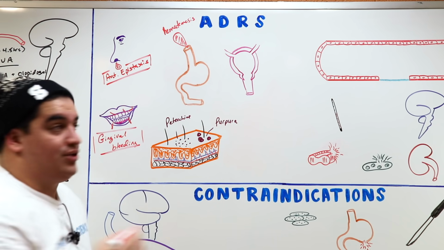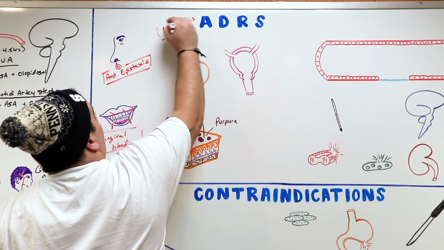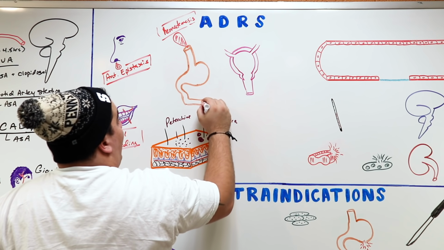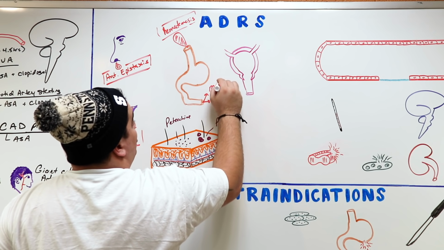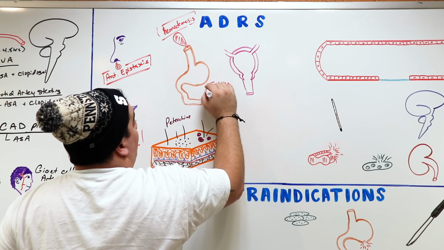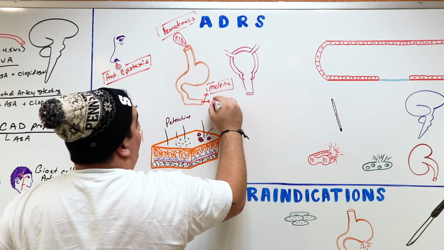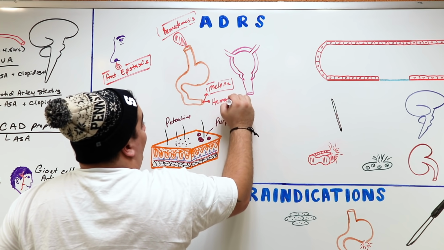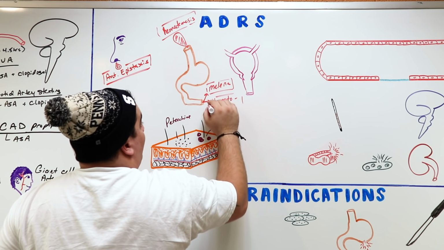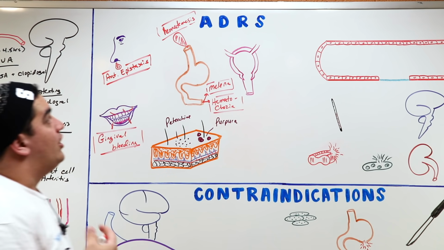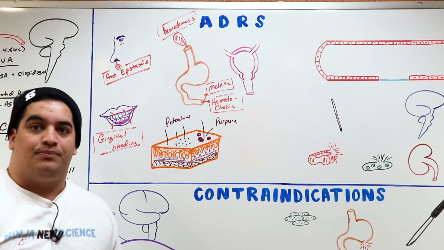That could be an indication. So someone's vomiting up blood, or they're having melena, so they're having blood coming out through their stool. Maybe it's a dark type of blood, and that could be indicative of an upper GI bleed. Or maybe it's bright red blood, which is called hematochezia, and that could be indicative of maybe a lower GI bleed. So those are things that we want to watch out for.